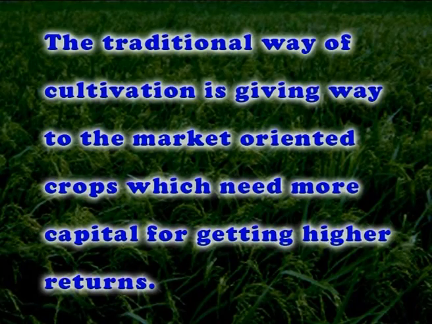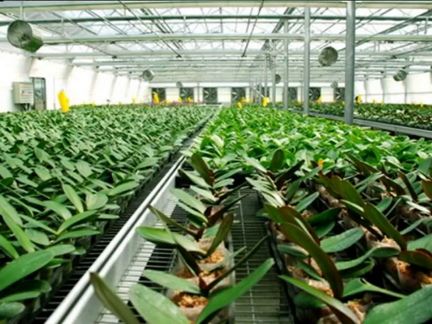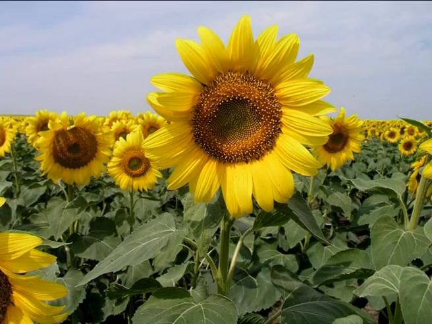The traditional way of cultivation is giving way to the market oriented crops, which need more capital for getting higher returns. In the underdeveloped countries, the money lender is still the main source of finance in the remote rural areas, and he advances money to the farmers at a high rate of interest with the intention of exploitation. Moreover, the permanent investment in agricultural systems like plantation puts a great restriction on the selection of alternative cropping patterns.